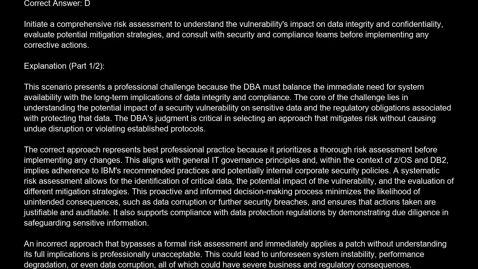The core of the challenge lies in understanding the potential impact of a security vulnerability on sensitive data and the regulatory obligations associated with protecting that data. The DBA's judgment is critical in selecting an approach that mitigates risk without causing undue disruption or violating established protocols. The correct approach represents best professional practice because it prioritizes a thorough risk assessment before implementing any changes.